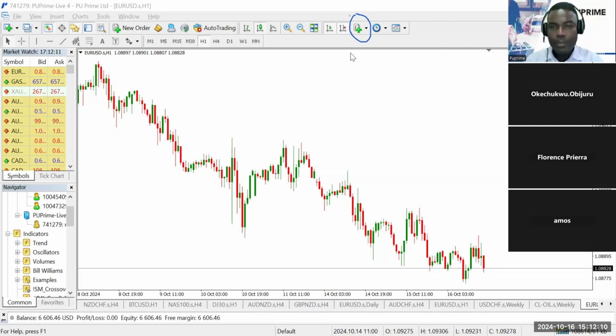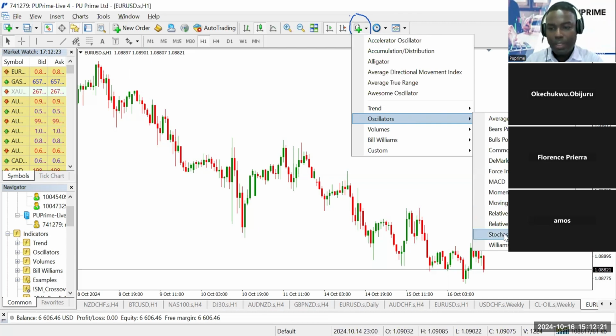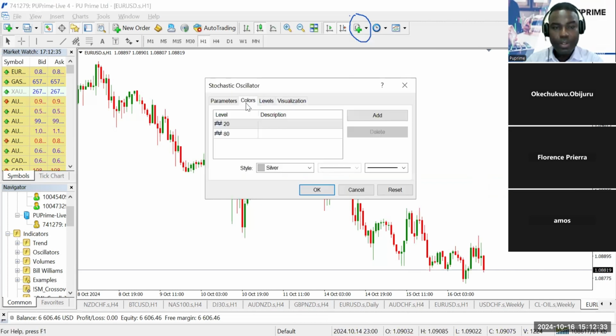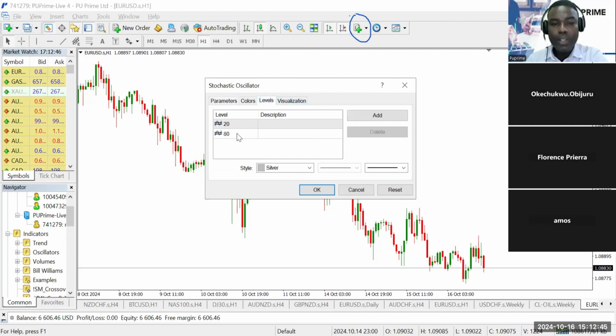All right, so let's continue. So we'll click the drop-down menu. We'll go to oscillators and we'll start with the first oscillator, which is the stochastic oscillator. And you can see that on my screen. That is where the menu is. I'll click on it and this menu will appear, showing visualization, levels, colors, and parameters. But where we have now the parameters, just leave it at default level. Don't alter anything under the parameters section. So go to the levels.